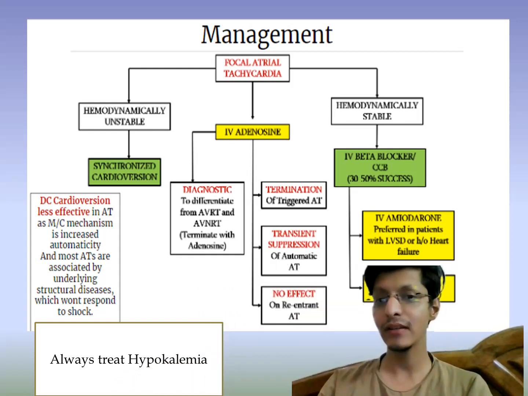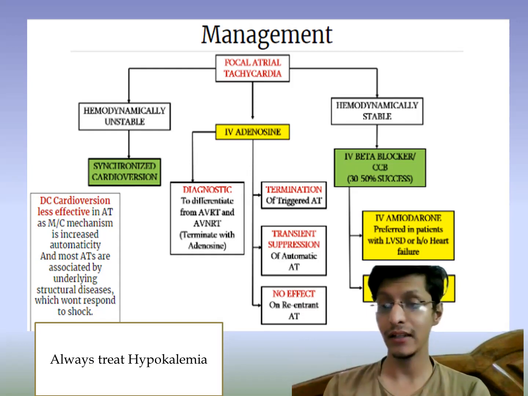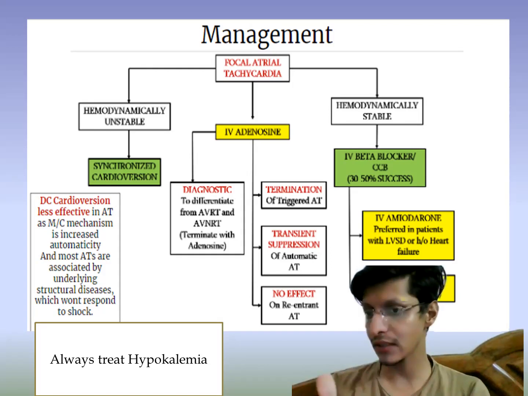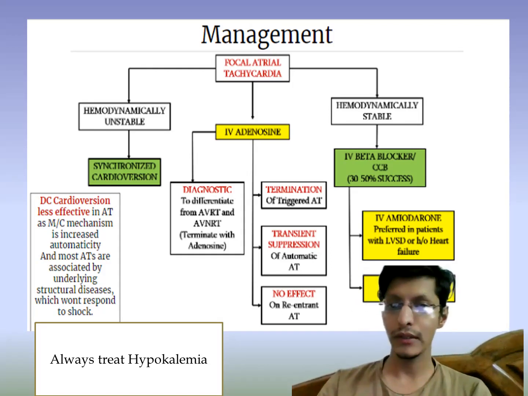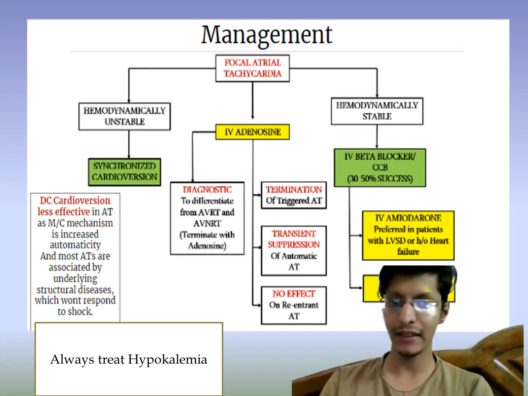IV adenosine can be given. Why is IV adenosine given? To differentiate between AVRT and AVNRT. We have seen that AVRT will terminate with adenosine, whereas AVNRT will just slow down. And always treat hypokalemia in patients with focal atrial tachycardia.